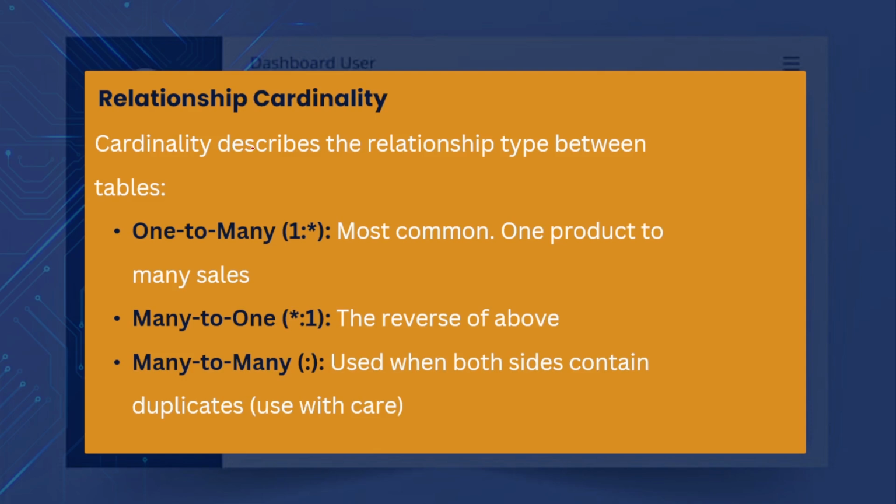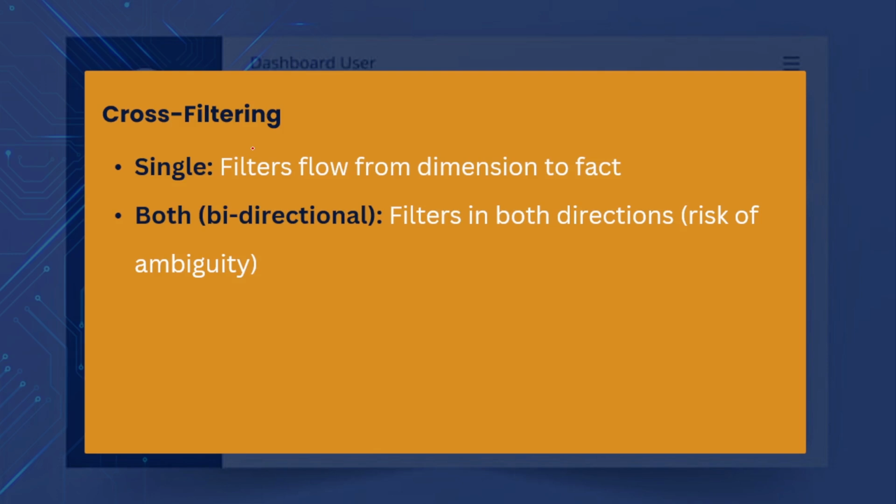And then you have many to many, which is not too common, but it needs to be done with care. We rarely use many to many. Most of the times either many to one or one to many, depending on the position of the table that determines which one you use. Most of the time it is one to many, many to one. We rarely use many to many because of its ambiguity. That's why. Then you talk about cross filtering.